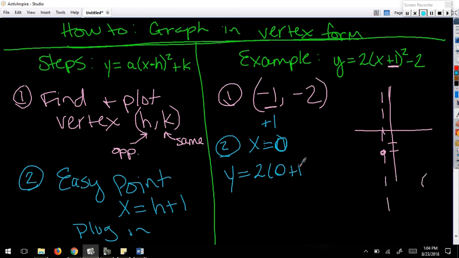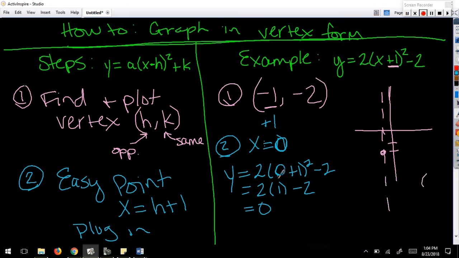It's 0 plus 1 squared minus 2. Parentheses first, followed by exponents. So 2 times. What do you get? 0.